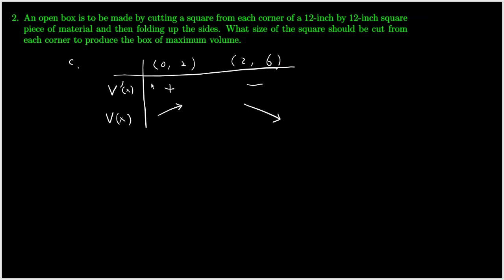This is true for any x value on the interval from 0 to 2 and for any x value from 2 to 6. So 2 has to be the location of the absolute maximum. We mentioned that last time. You can imagine the graph. So to the left of 2 the function is increasing, to the right of 2 the function is decreasing. Okay. So 2 has to be the location of the absolute maximum. And then in step D you can confirm that.